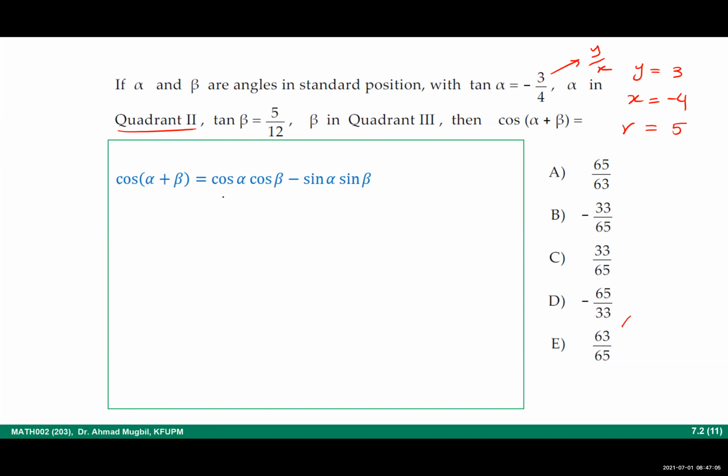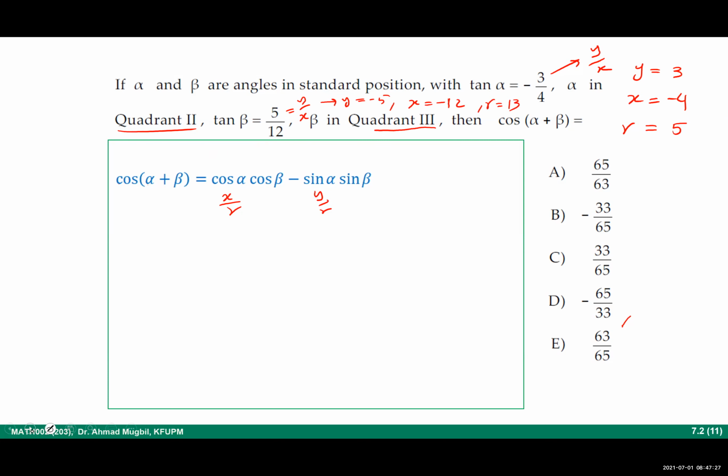Now you have everything about alpha. Cosine alpha will be x over r, and sine alpha will be y over r. So easy. Now for tan beta, the same. Beta is in the third quadrant, so tan beta is y over x. This means y will be -5 and x will be -12. And you know what r is in this case: r will be 13.